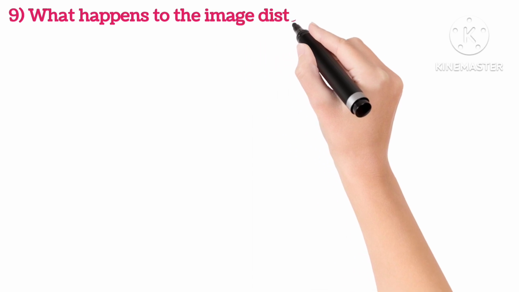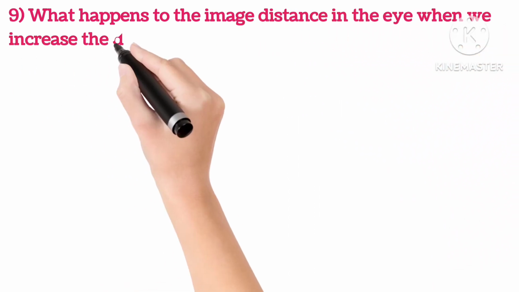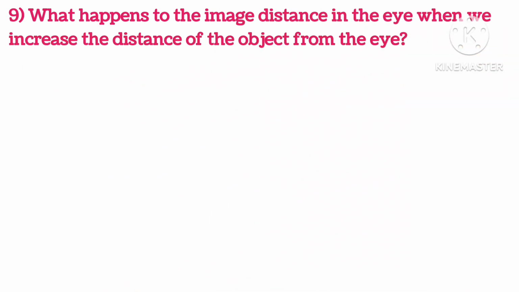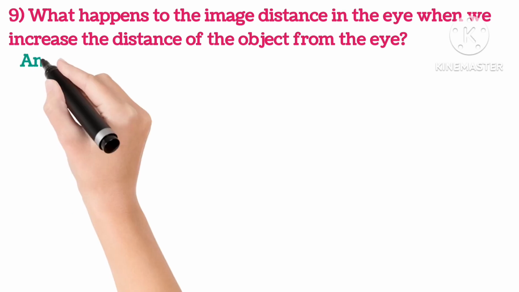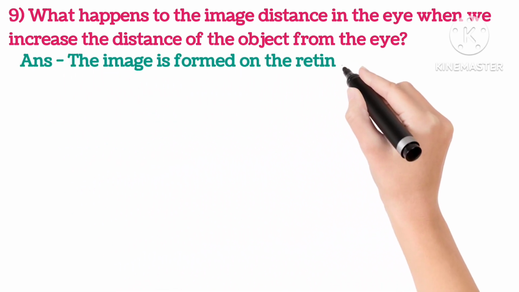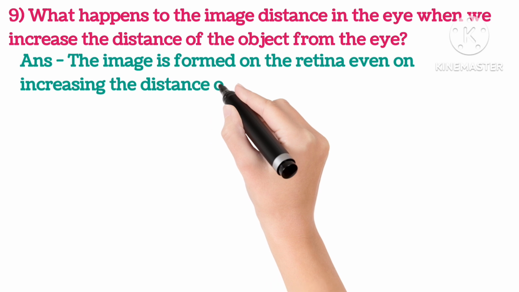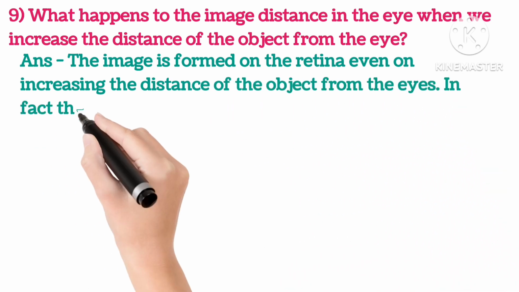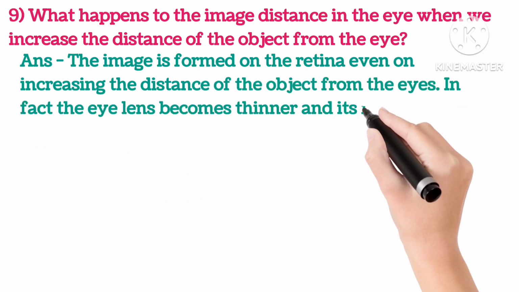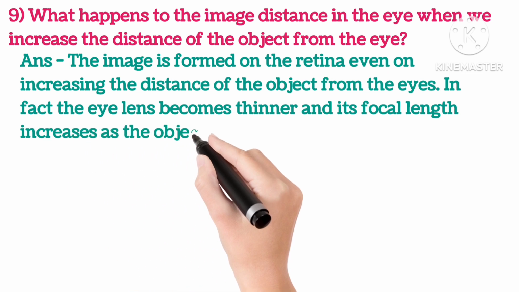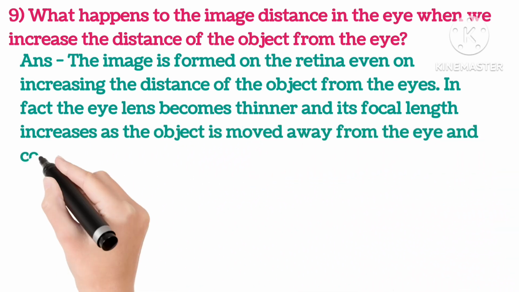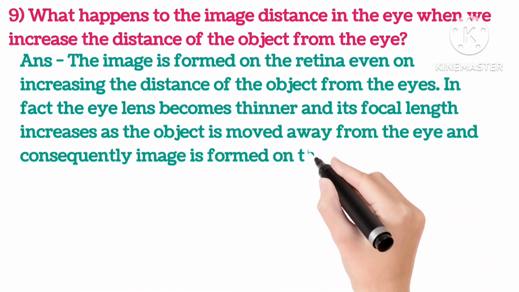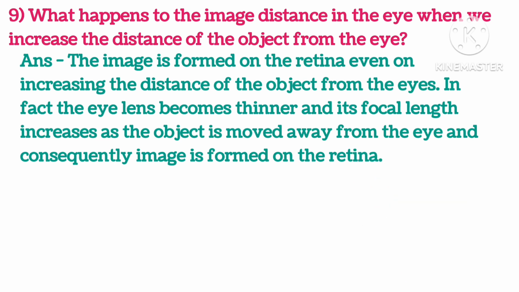9th, what happens to the image distance in the eye when we increase the distance of the object from the eye? The image is formed on the retina even on increasing the distance of the object from the eye. In fact, the eye lens becomes thinner and its focal length increases as the object is moved away from the eye, and consequently image is formed on the retina.